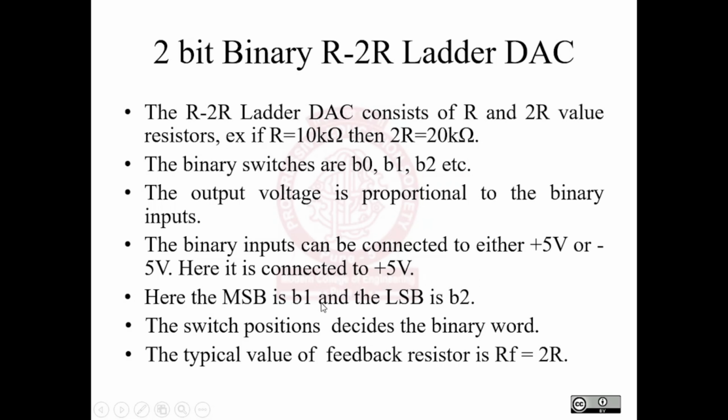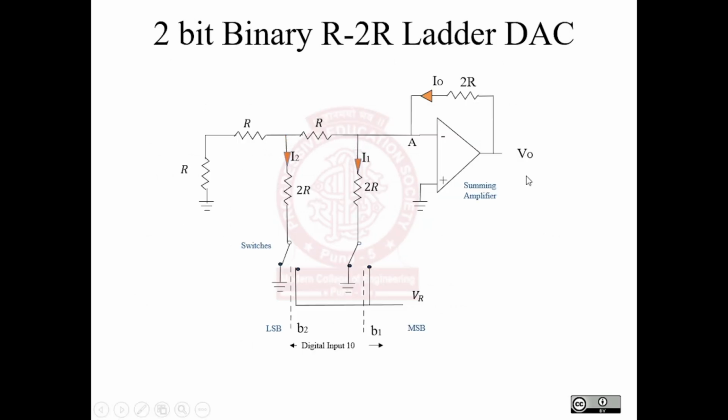The binary inputs that we have, so here B1 is the MSB and B2 is the LSB. The switch positions decide the binary word, and the typical value of the feedback resistor which we have is 2R, that is RF is equal to 2R. So this is the typical 2-bit binary R2R ladder DAC diagram.